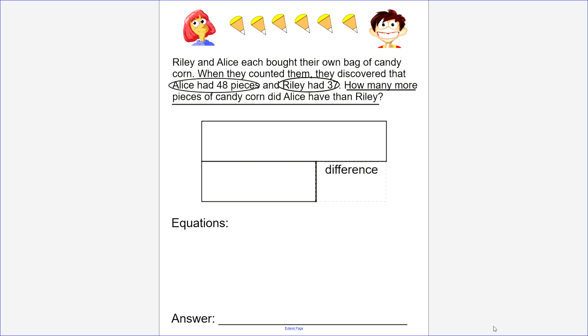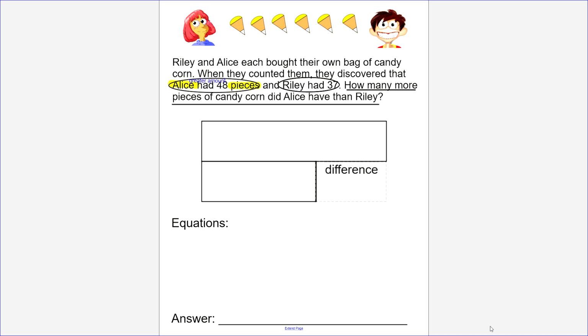Now, 3rd grade, you'll need to know there are some difference words we're going to hear. When we hear words that show comparisons, like more than, less than, taller than, shorter than, larger than, smaller than, those are compare words, and they usually appear in the difference. So when we see those compare words, we'll know that's the difference. I'm noticing in this problem that we're talking about Alice having 48 pieces of candy and Riley having 37. I'm noticing that those sound like 2 whole amounts.